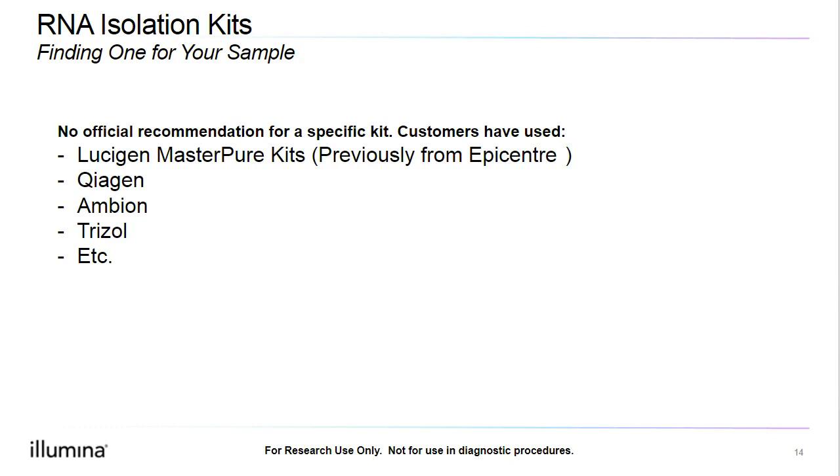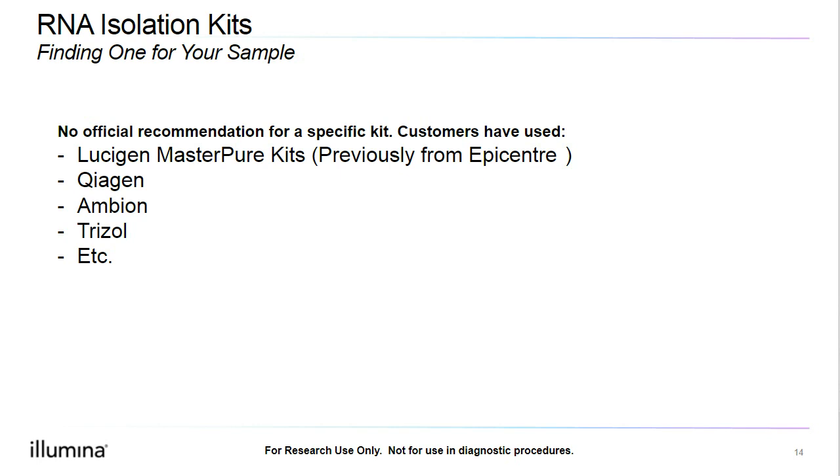We're often asked in tech support, what kit should I use for my RNA isolation? While we have no official recommendation, we know that customers have successfully used the MasterPure family of kits by Lucigen. They've also used Qiagen, Ambion, Trizol, etc. The main point here is that we want good yield and high quality material. We also want to make sure that we're capturing the right species. So if we want to interrogate microRNA, for example, we want to make sure that the extraction kit we use is going to be able to capture microRNAs.